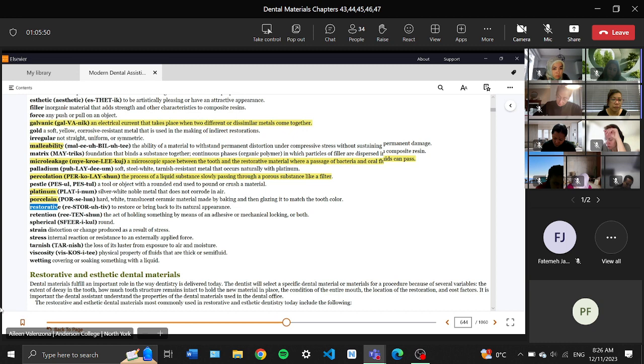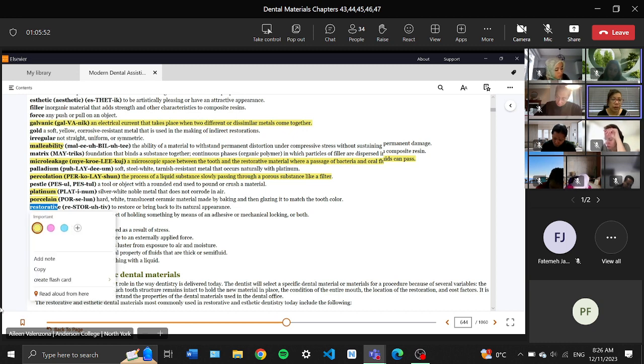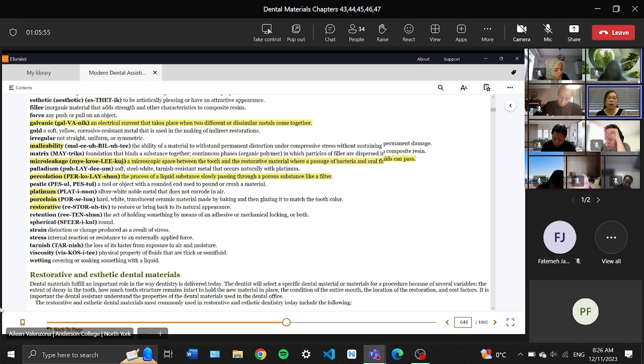Restorative, to restore or bring back to its normal appearance. So the word restorative or restoration is a big word. Okay, we cannot only use the word restoration just for filling. Restoration means to restore or bring back to its natural appearance. So restoration can be a filling, can be crowns, can be a bridge, because we restore your teeth. Restorative or restoration is a big word.